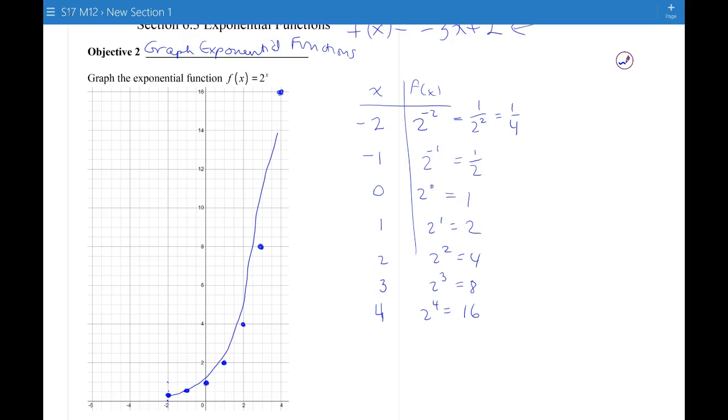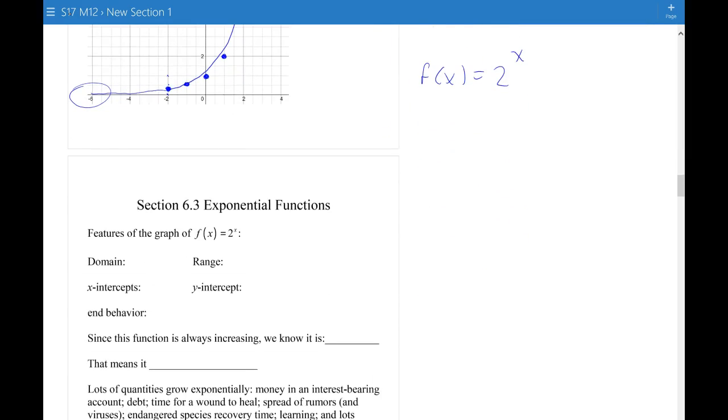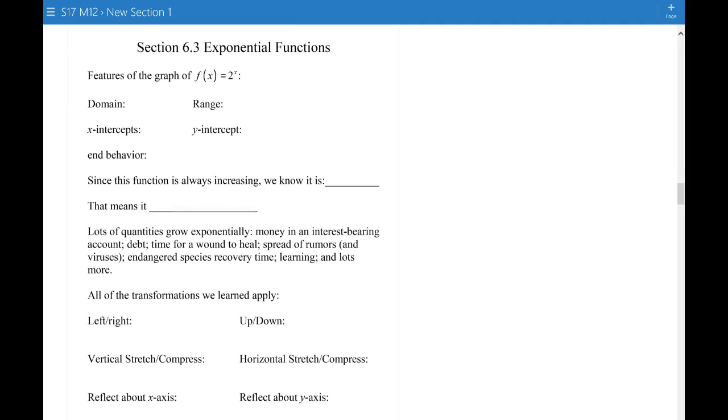It explodes in growth. And if you take it back the other way, you can see that it approaches the x-axis as an asymptote, but it can never get there. Because think about this function, f of x equals 2 to the x. Is there any value of x that you can put in there and get 0 for the answer? And hopefully you'll say no. So I'm going to pause here and come back.